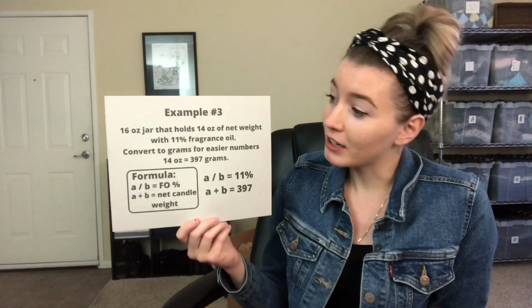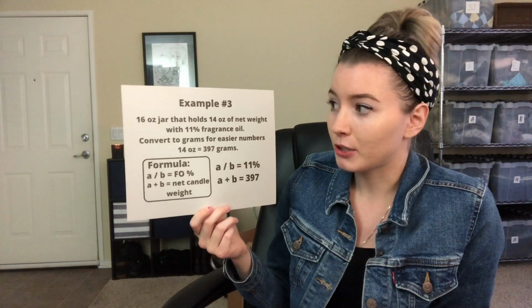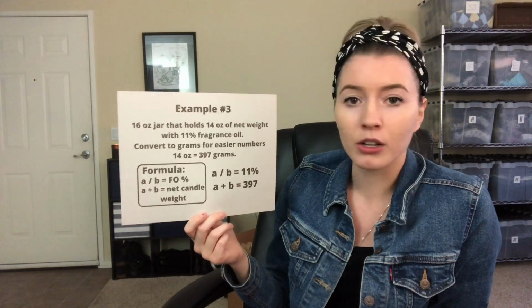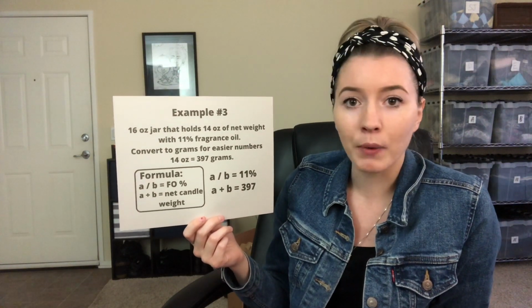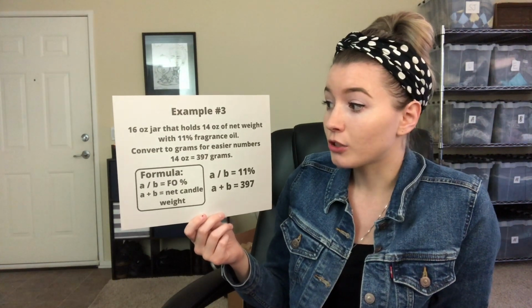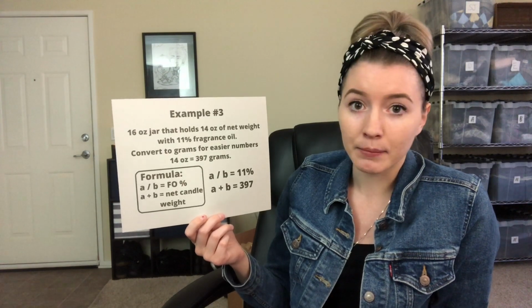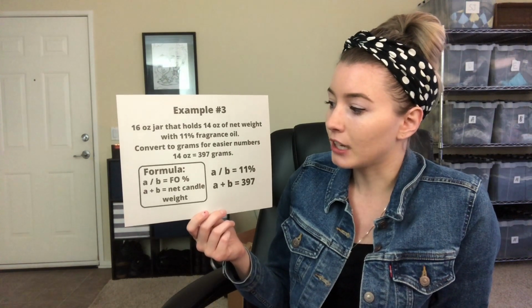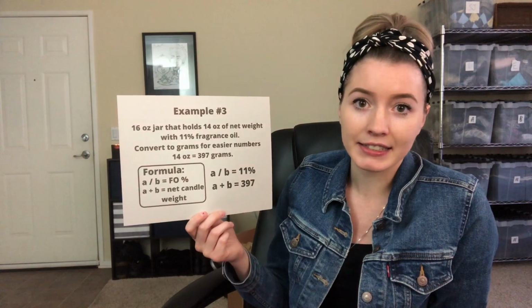Example number 3, we're taking the jars up a little bit more. So we're gonna say the 16-ounce jar holds 14 ounces net weight of wax. And we're gonna do 11% fragrance oil. So you're gonna convert it to grams for easier numbers. So 14 is equal to 397 grams.